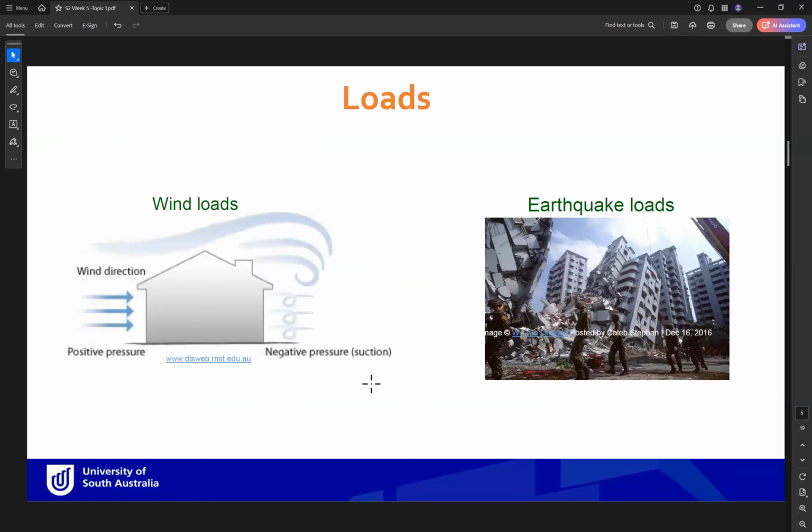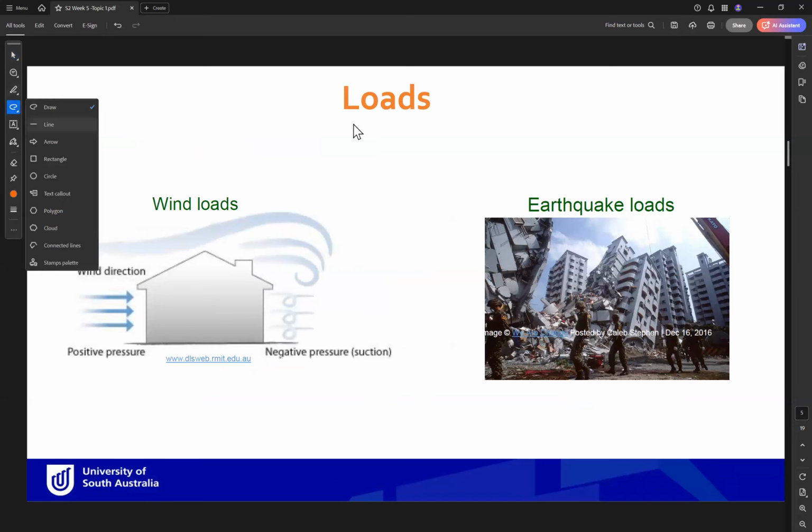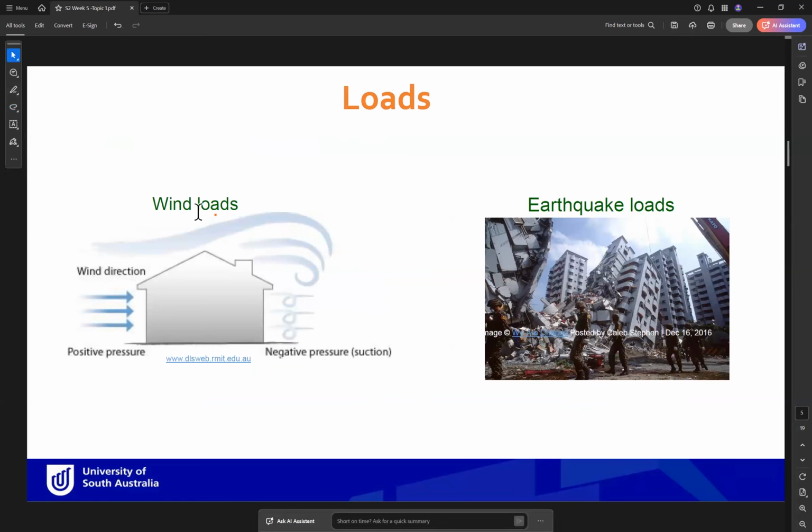The second main type of load is the horizontal load or lateral load. So we have two types of lateral loads. We have wind load and earthquake load. Wind loads are the loads produced by wind on the structure. In some of the walls of the building, it causes pressure, like on the left-hand side, and on the other side, it can cause suction, like the right-hand side.